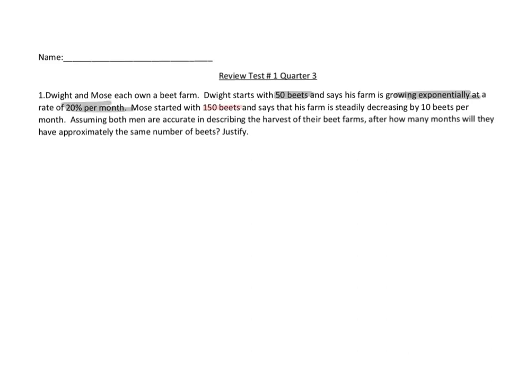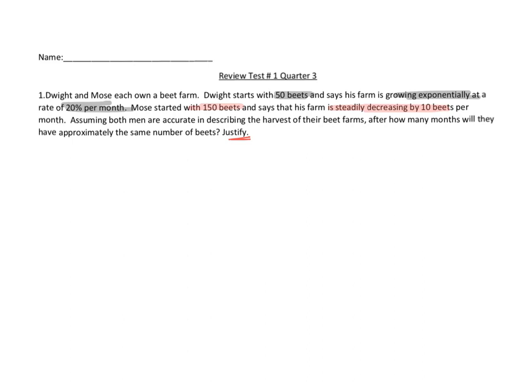Mose starts with 150 beets and his farm is steadily decreasing by 10%. This word steadily is really important and the word exponentially is really important. They say, assuming both men are accurate in describing their harvest, after how many months will they have approximately the same number of beets? Justify. Justify just means show your work.